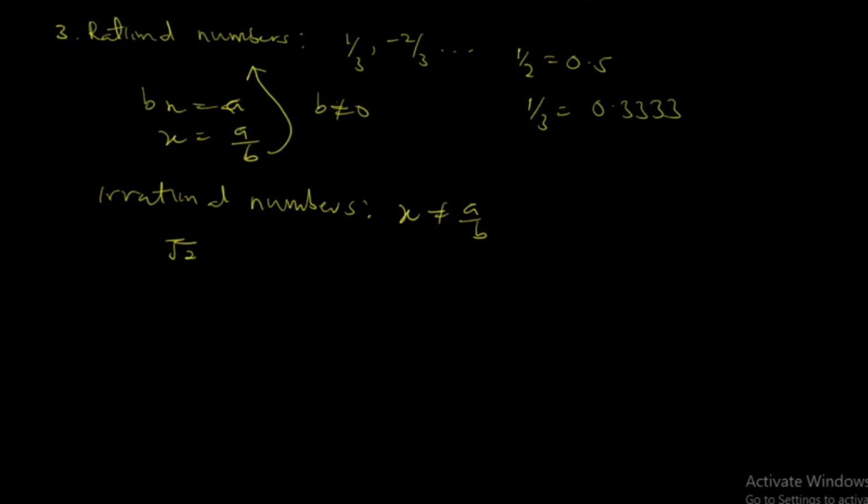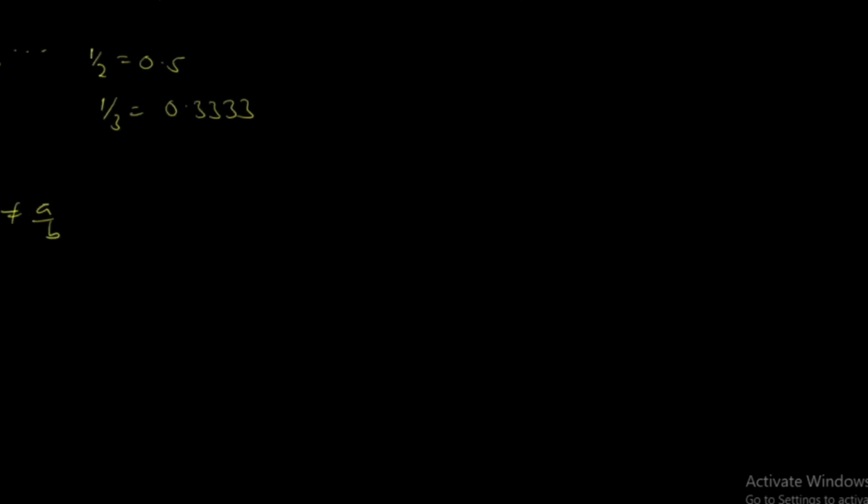So for irrational numbers, it's what? Non-terminating or non-recurring. But for rational numbers, it's terminating and what? Recurring. That's what we need to know about. That is very important. Let's move on to the fourth one, which is real numbers. And that is the last number system, real numbers.